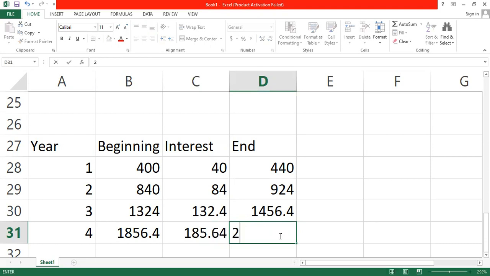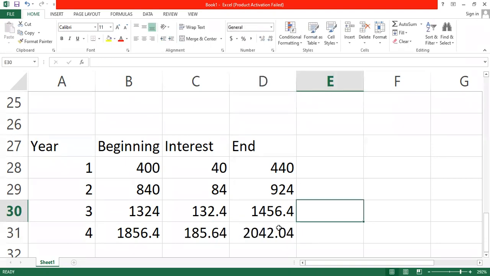What will be the amount at the end of the year? 2042.04. Okay. So you can see that it's the same as the future value, isn't it? So if you are doing this and at the end of the period of the investment it is not equal to your future value, it means that you have to go and do something again. Are you okay? This is how we show the sinking fund schedule. Do you have any problem with it?